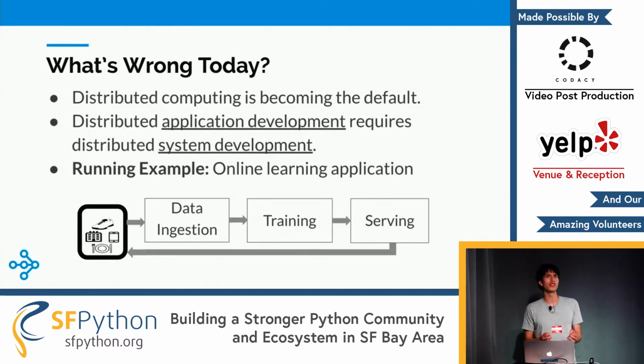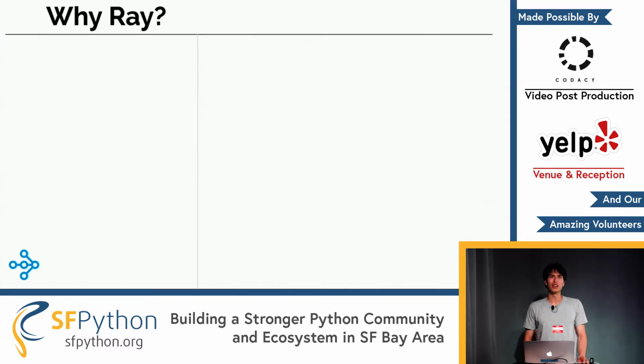But to build this, we see companies doing this by combining many different distributed systems together. To do the data ingestion, they might use tools like Apache Spark or Flink for stream processing. Then for the training part, they're using distributed TensorFlow or PyTorch. And then for serving, they might have some in-house distributed serving system that they built. And then they have a lot of glue code to combine all these things together. So it's very difficult.